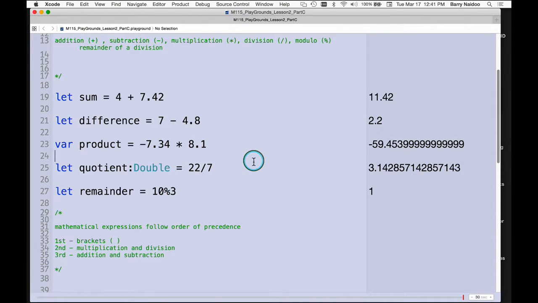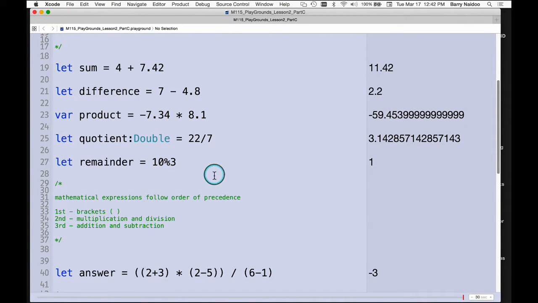Let's try some division. Here I'm defining a constant called quotient, and I'm explicitly stating its type to be a double. It's going to take 22, divide by 7, and get the answer 3.14, and put that into this variable called quotient.